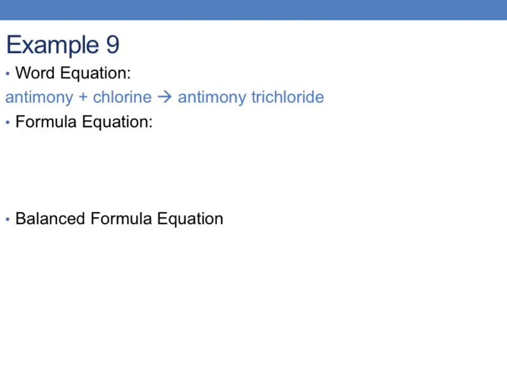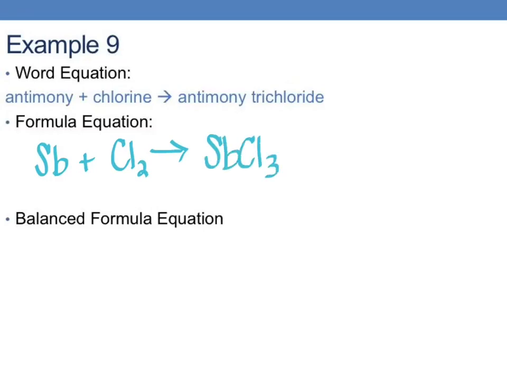You're good? Okay. Antimony plus chlorine. What is antimony's symbol? SB. And chlorine is Cl2. I get antimony trichloride, so 1 antimony and 3 chlorines. So we have SB and we have Cl. How many SBs do we have on the reactant? On the product? How many chlorines on the reactant? How many on the product? 3.